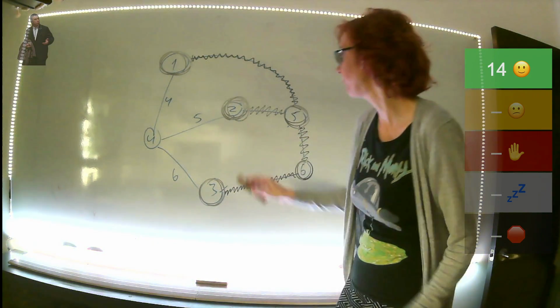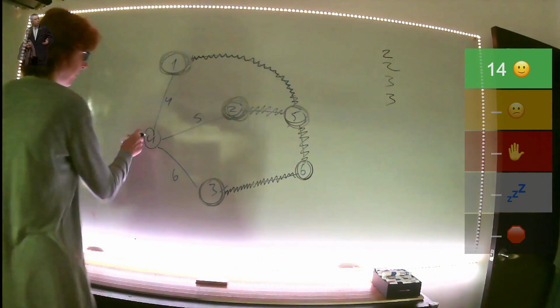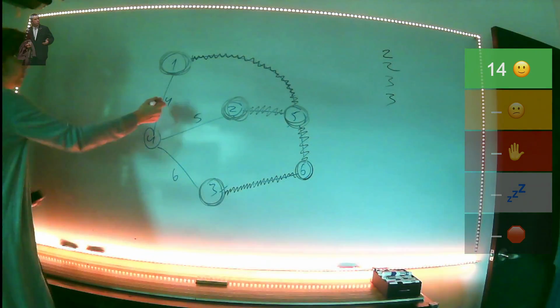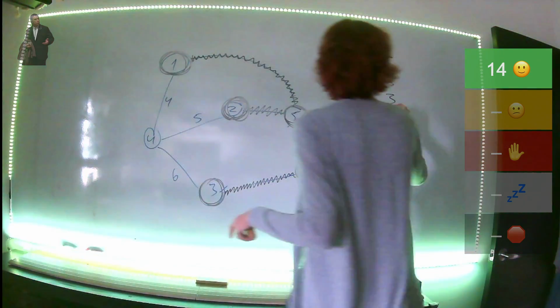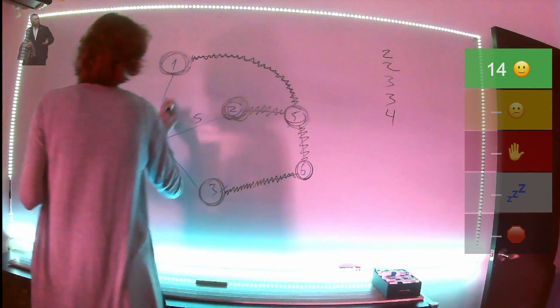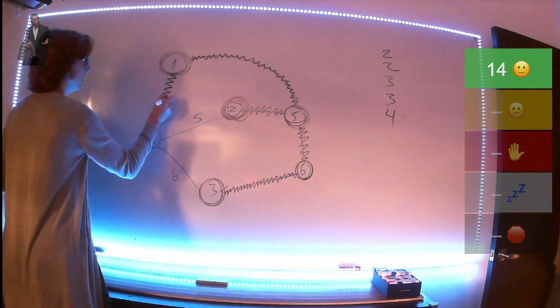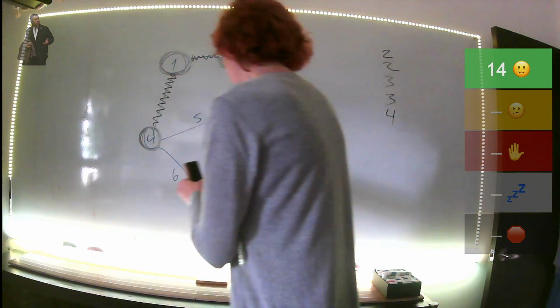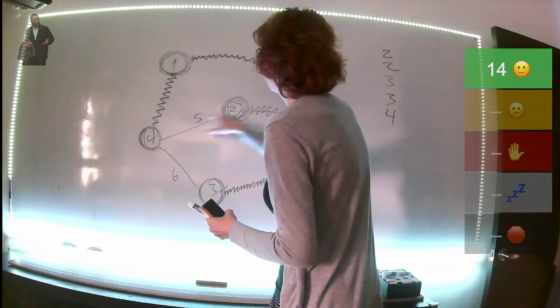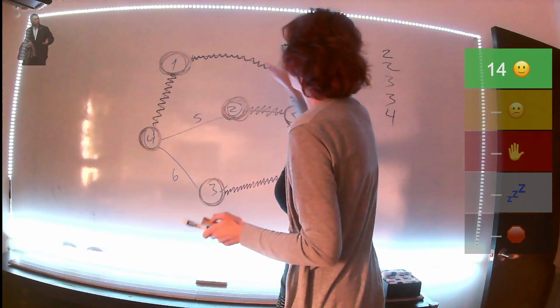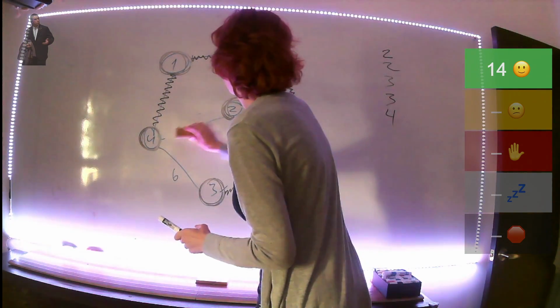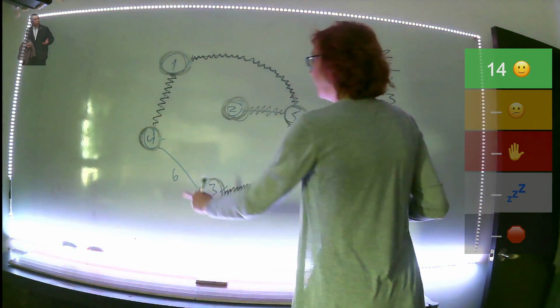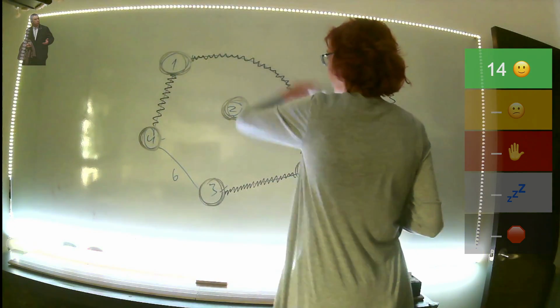I still have to connect 4. I'm going to use the edge that's cheapest. It costs me 4. So I activate this one here. 4 became connected. And now at this point, this edge is redundant because 2 and 4 are already connected all around the top. And this edge is also redundant because 4 and 3 are already connected all the way through here.